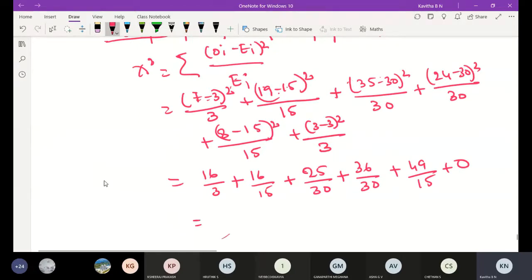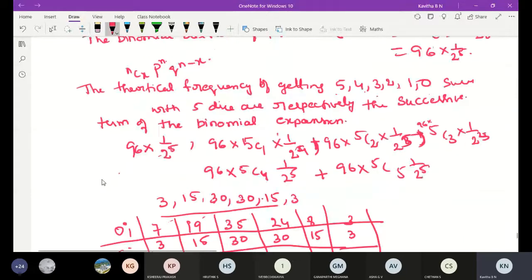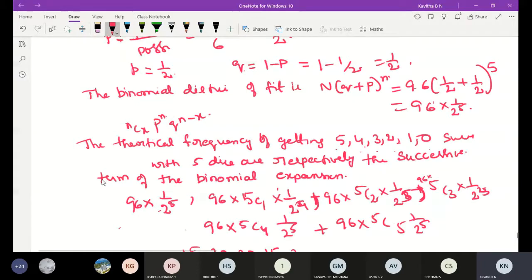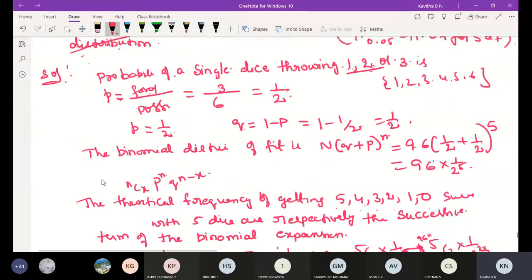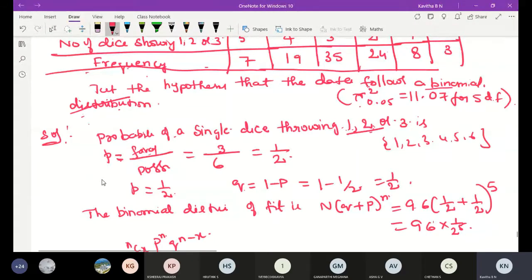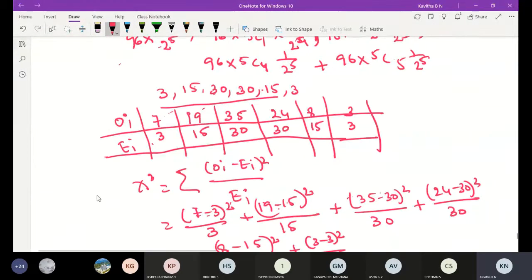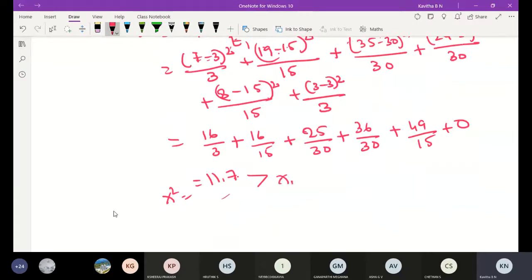In the problem, the table value of chi square 0.05 is given as 11.07. What we got is 11.7. Okay, 11.7 is greater than chi square 0.05, which is equal to 11.07. This is the required answer.